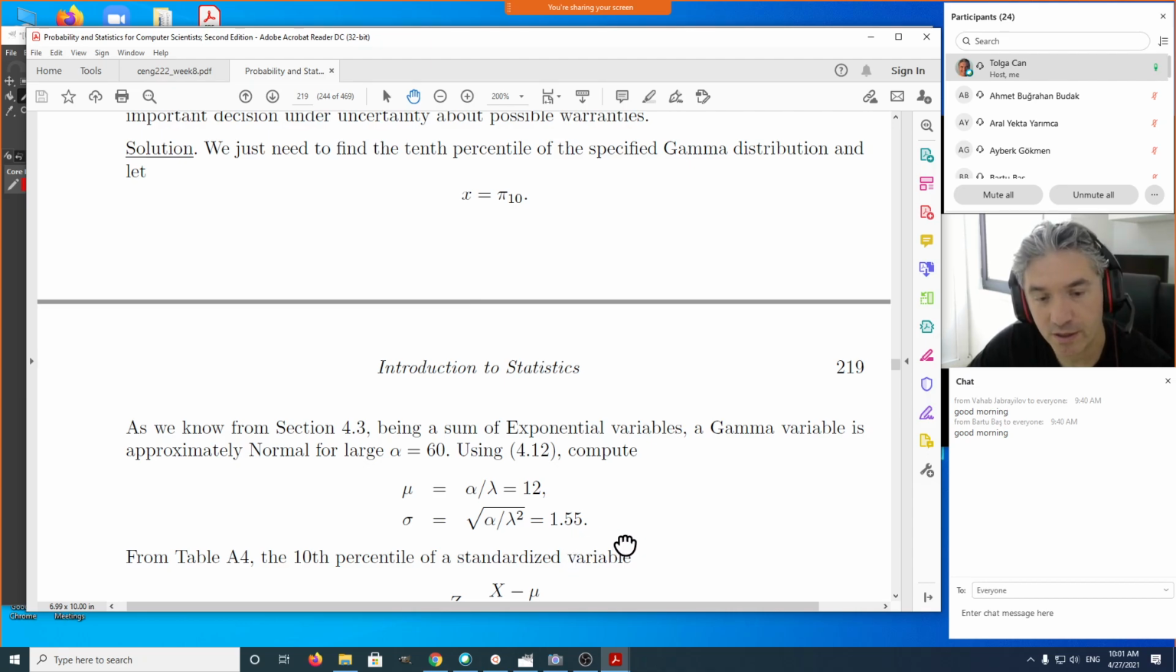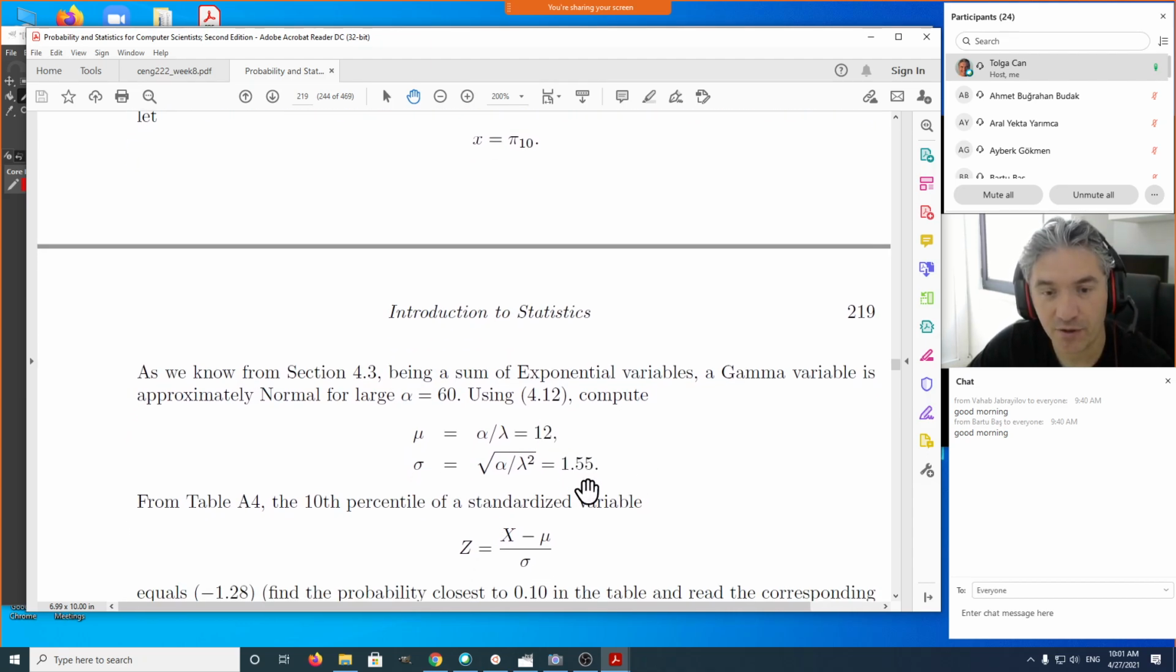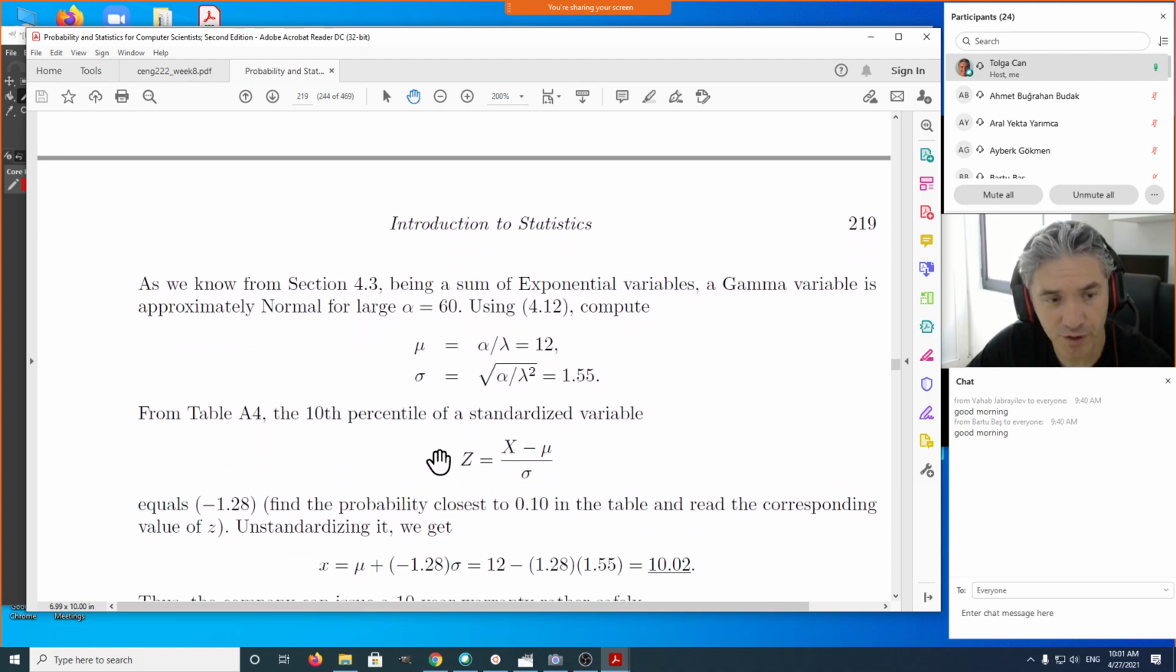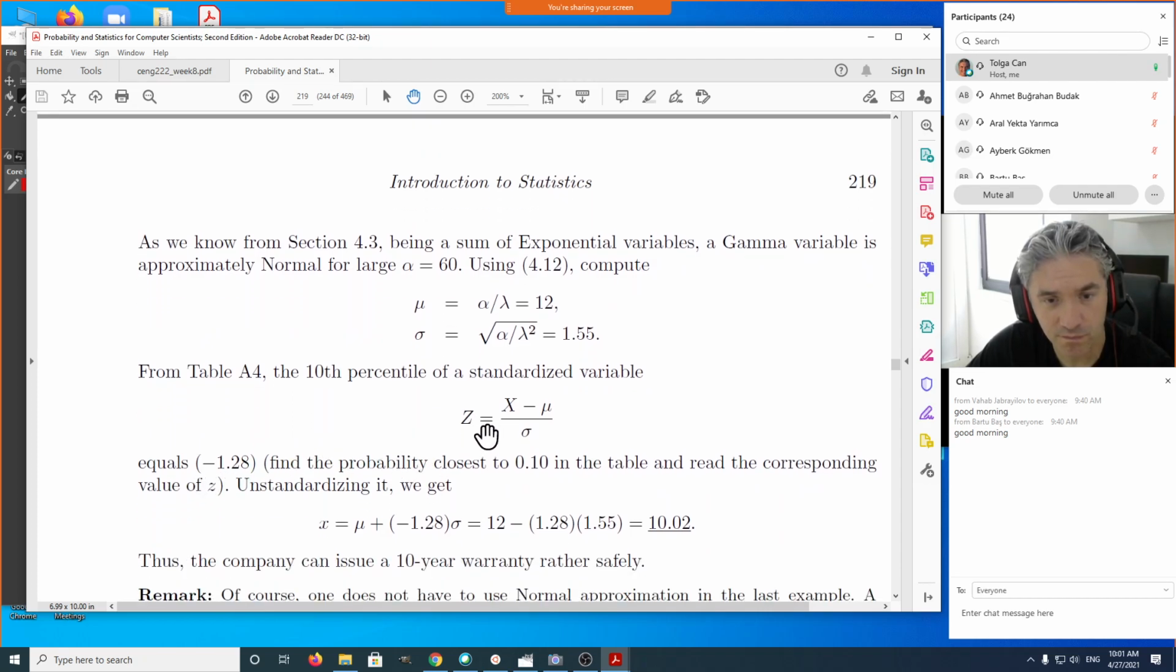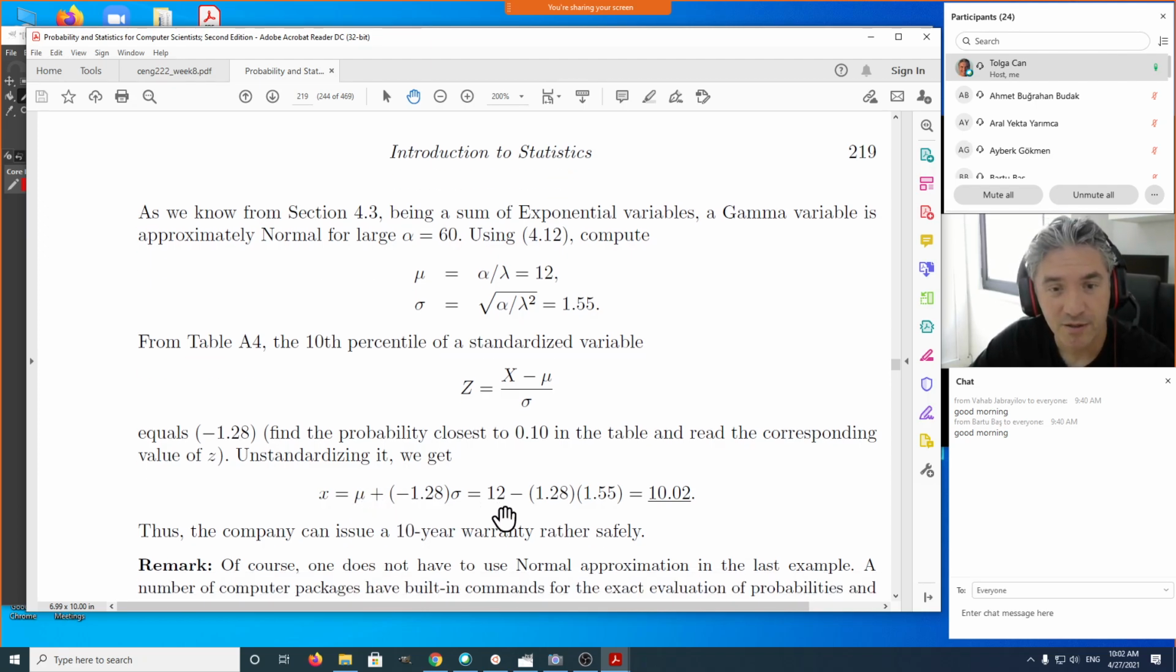So all we need to do is standardize this value, 12. If we standardize this, z becomes the 10th percentile that we want to figure out. We know that mu is this one. So the standard value we have here, the 10th percentile of a standardized variable, is the inverse CDF, which is minus 1.28.